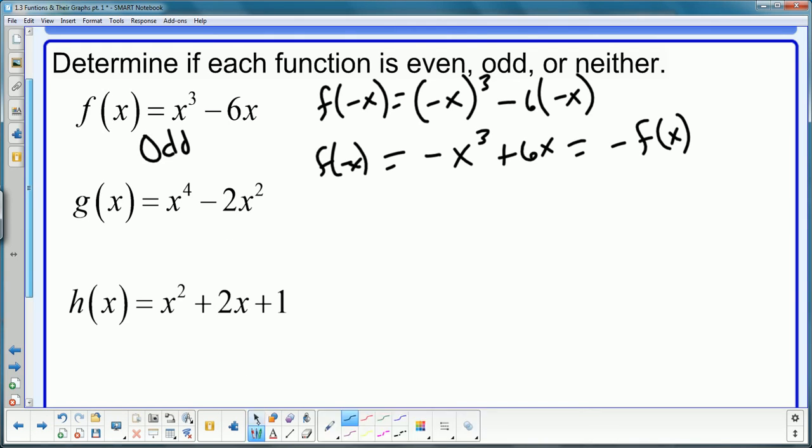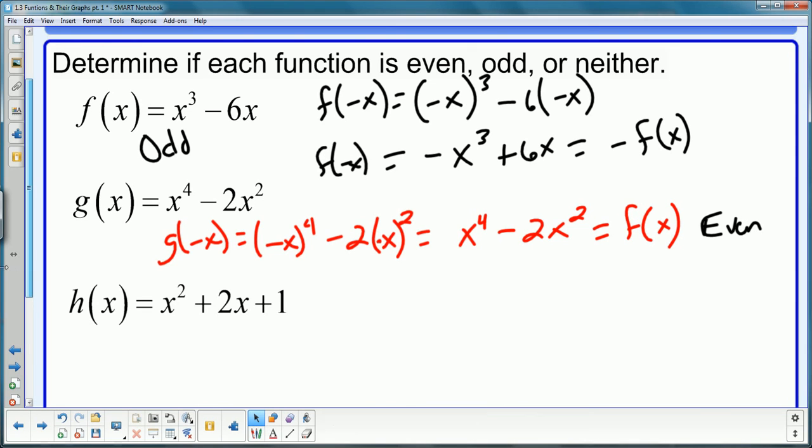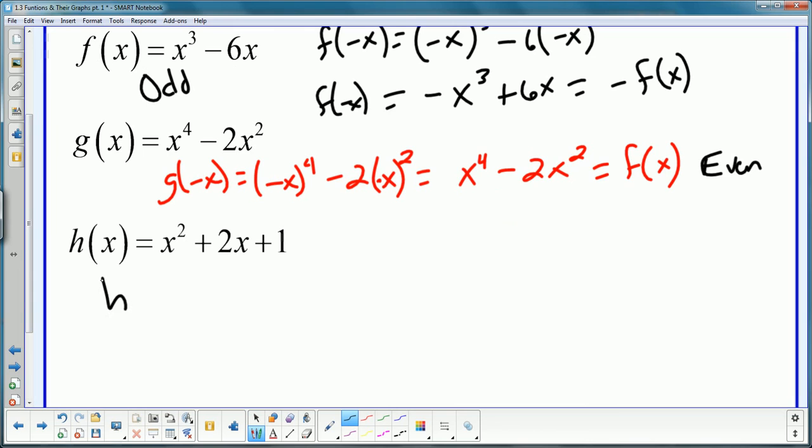On the second one here, if I change colors, I'm going to look at g of negative x. It's going to be negative x to the fourth minus 2x, oops, that's a negative x squared. Well, any negative number to an even power is just going to give us a positive x to the fourth. And again, any negative number to an even power doesn't change anything. So you see this is actually the exact same function that we started with, which means this would be an even function.